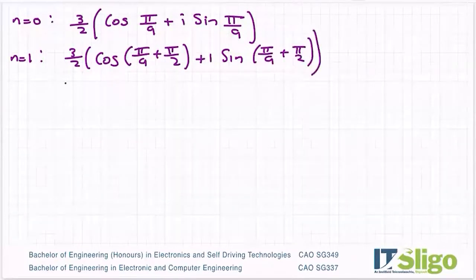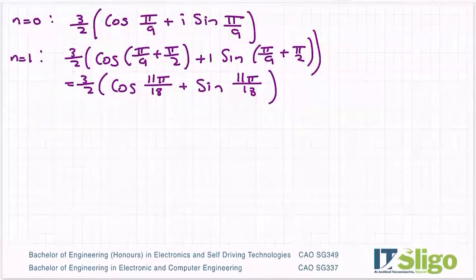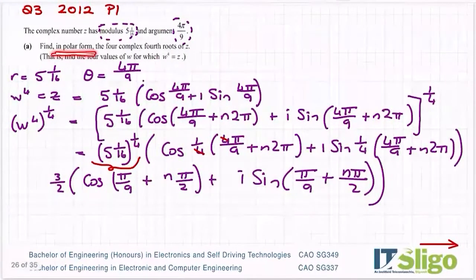Okay, so you need to tidy him up. 3/2 cos. So in my calculator, I am doing pi over 9 plus pi over 2, and I'm hoping, 11 pi over 18. I was going to say hoping I'm not going to get a decimal for it. So 11 pi over 18 or 11/18 pi, it's the same thing, plus I sine, and you don't need to do it twice because it's the same angle. Okay, why am I not changing these to rectangular form? Because it asked me to leave them in polar form.